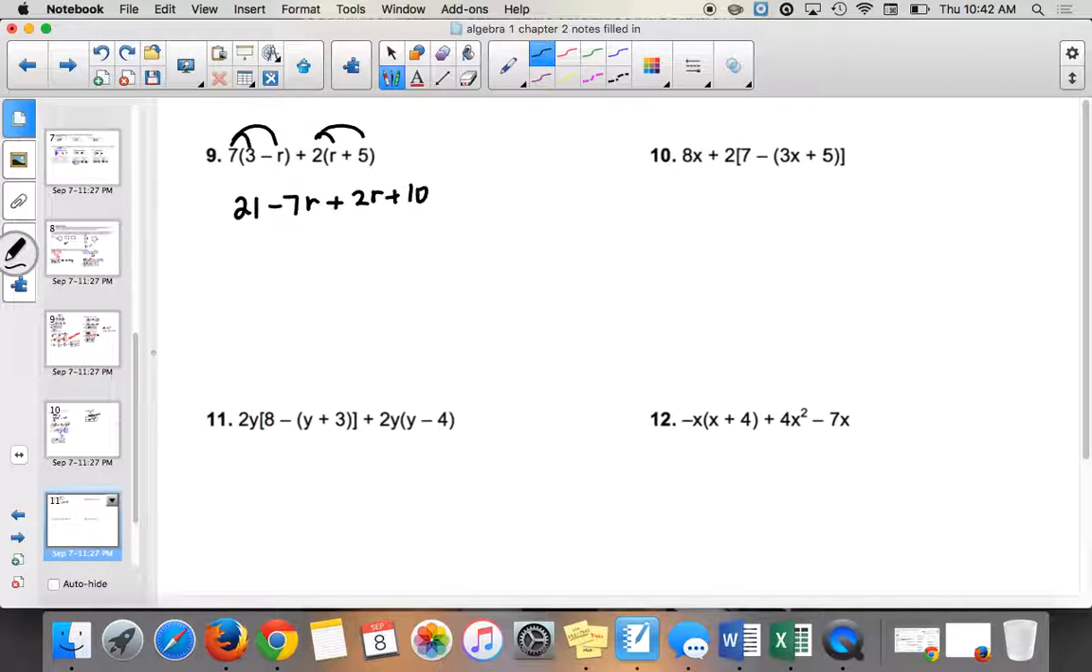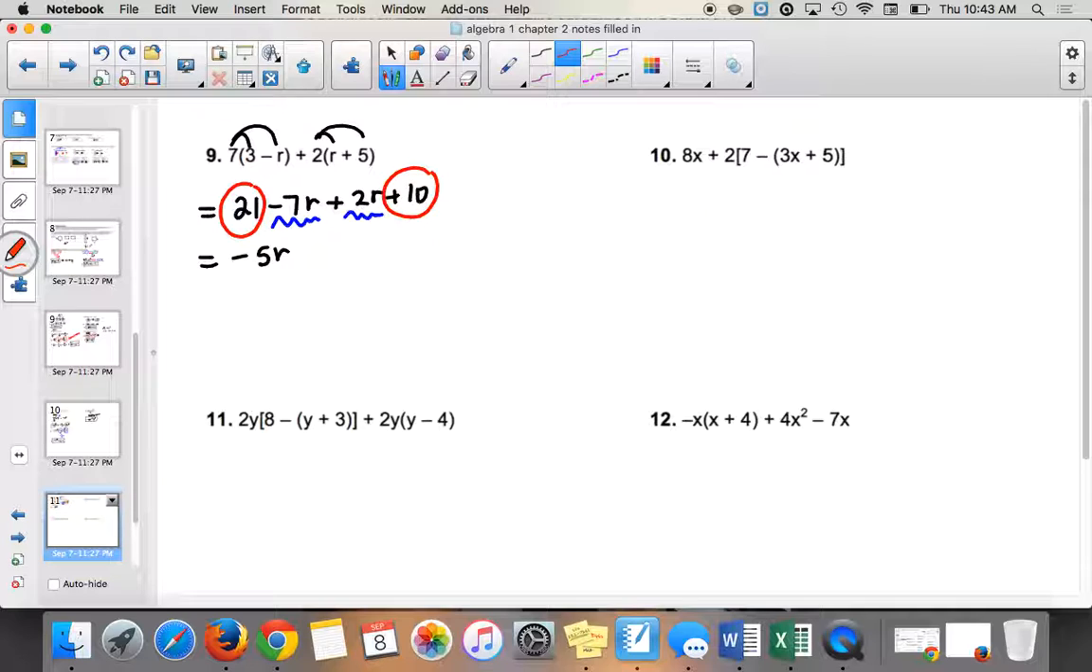And then we combine our like terms. So when we combine our like terms, we're going to have negative 7r plus 2r. So I get negative 5r. All right, those were our like terms there. And then we have 21 plus 10.